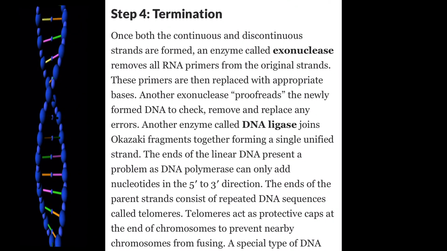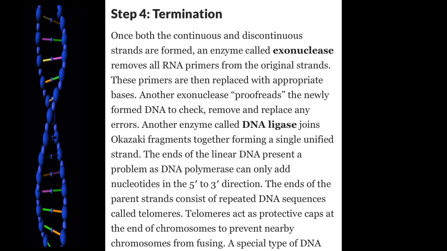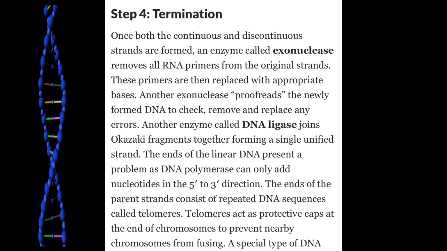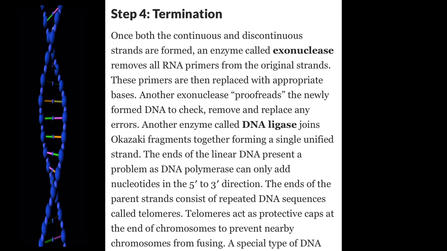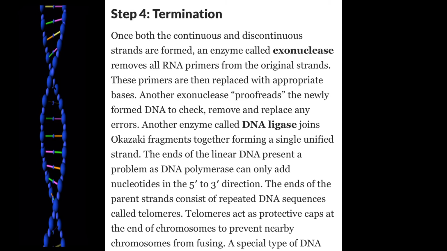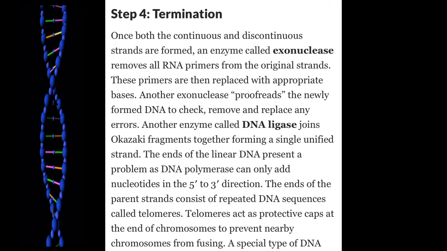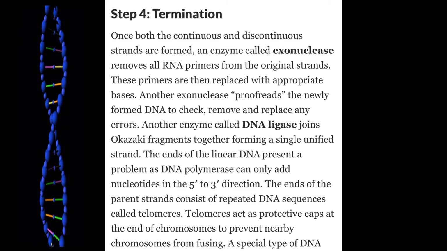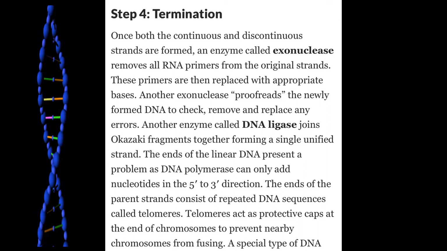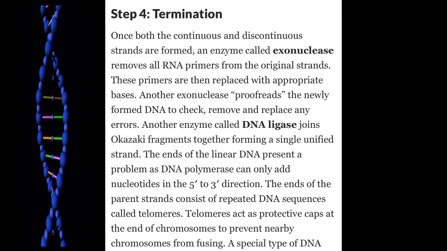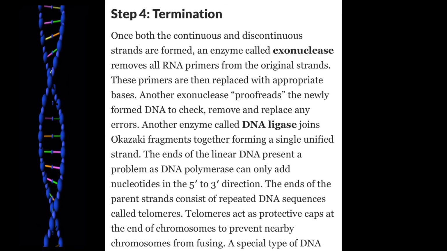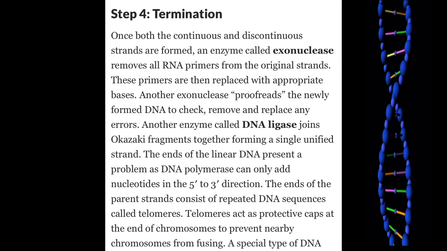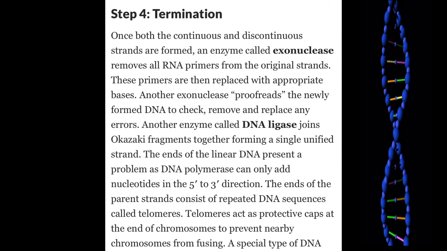Step 4. Termination. Once both the continuous and discontinuous strands are formed, an enzyme called exonuclease removes all RNA primers from the original strands. These primers are then replaced with appropriate bases. Another exonuclease proofreads the newly formed DNA to check, remove, and replace any errors. Another enzyme called DNA ligase joins Okazaki fragments together, forming a single unified strand.